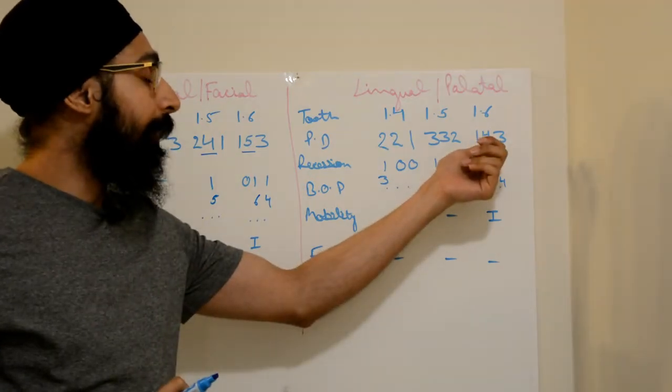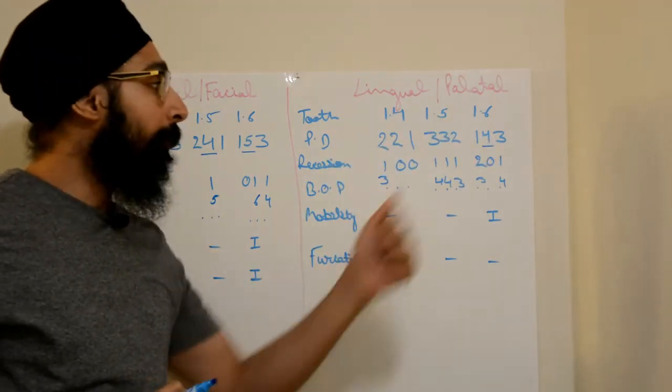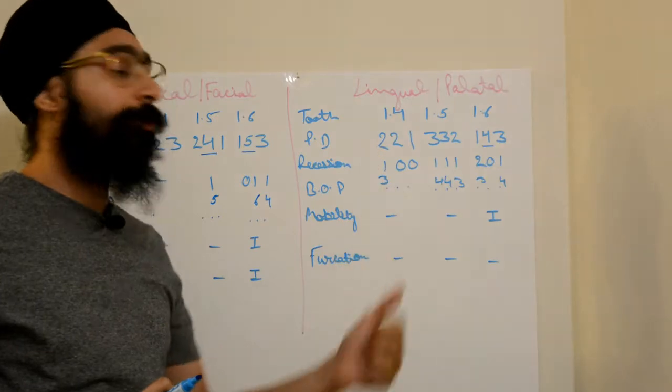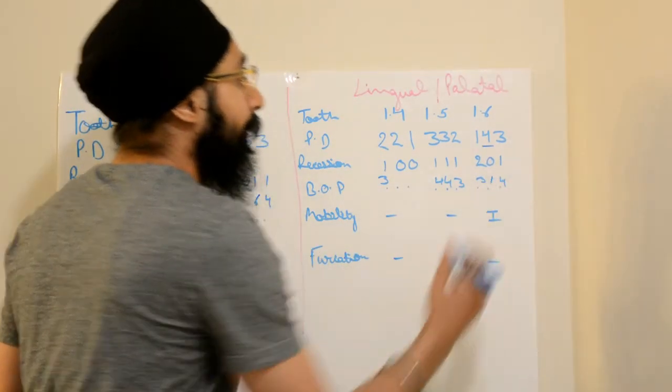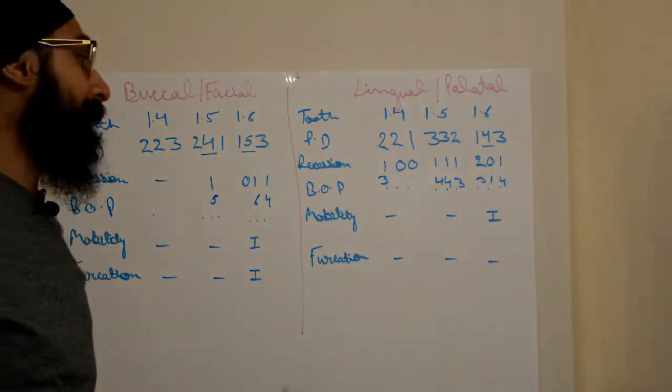Up to 3 millimeter we consider it normal, but this is 4 millimeter, so this means 4 minus 3, it comes out to be 1 millimeter. So here 1 millimeter of attachment loss is present.